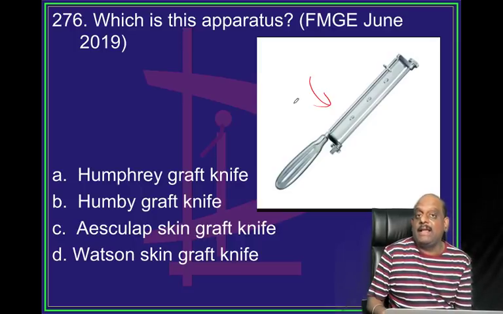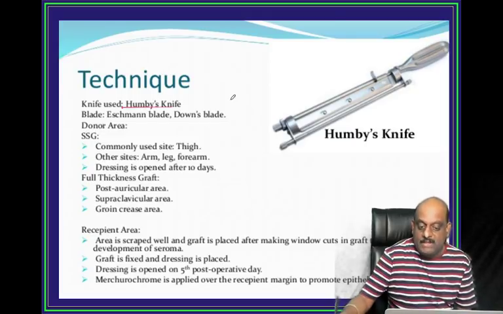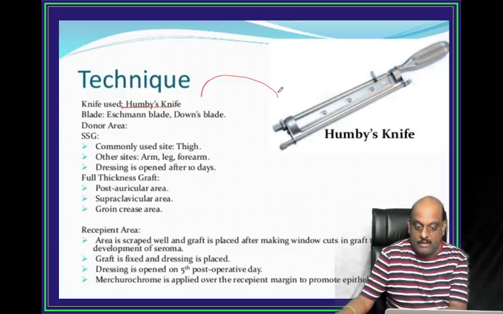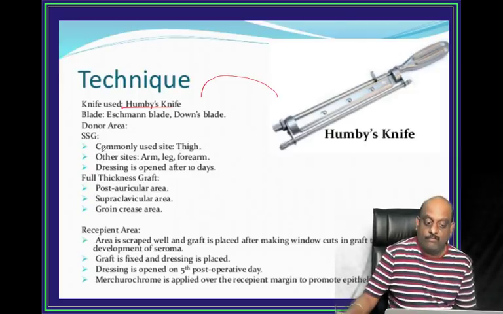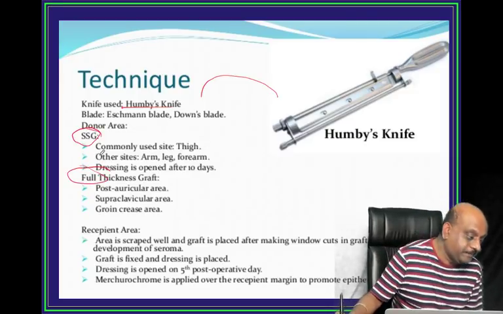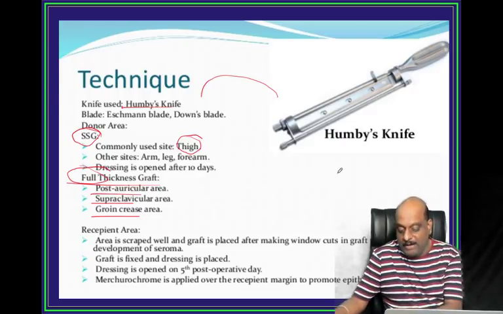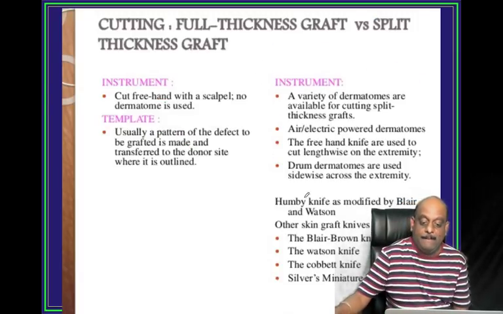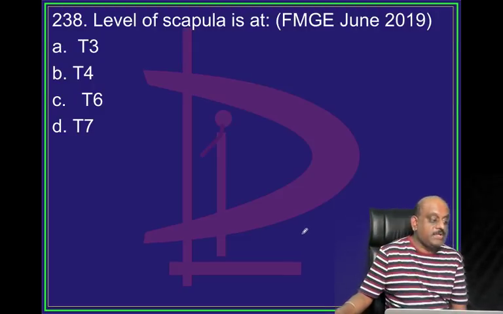This is Watson's skin graft knife. The improvisation of the Humby graft knife is Watson's skin graft knife. So Humby's knife is used for both split skin graft and full thickness graft. Commonly used site is the thigh. For full thickness graft, the sites are post auricular area, supraclavicular area, and groin crease area. But the Humby knife is modified by Blair and Watson. So this is an example of a Watson's knife.